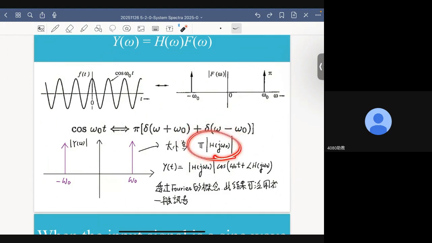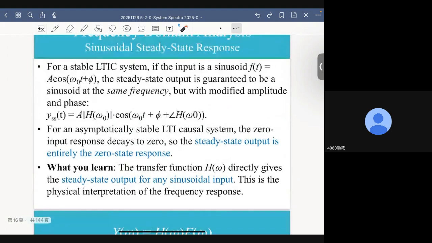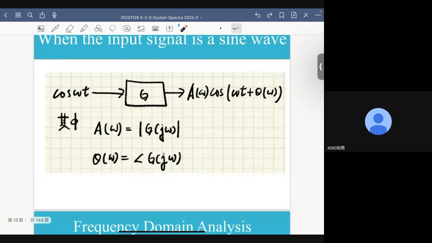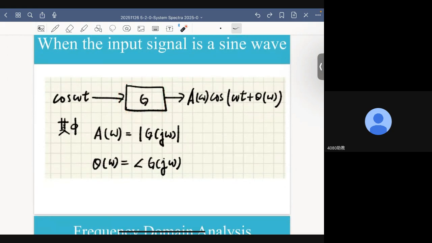So if I take the inverse Fourier transform, this is what I will get, all right? So we are hopefully pretty comfortable with this result, which tells us that, let's say we have a system whose transfer function is H. If the input is cosine omega 0 t, then the steady state response or the zero state response of the system will be this, okay?